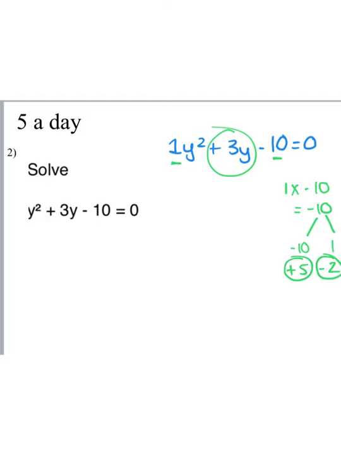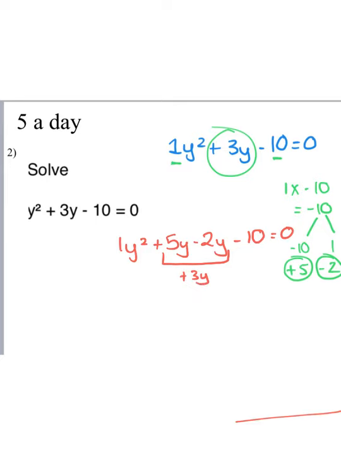So now I'm going to expand this equation. So it's going to be 1y squared plus 5y minus 2y minus 10 equals 0. So this will basically mean plus 3y. Now I need to factorize this box, what goes into this. I'm going to factorize what goes into this.